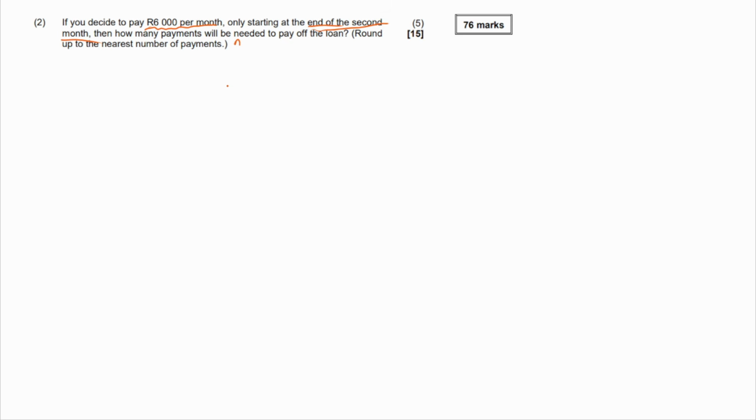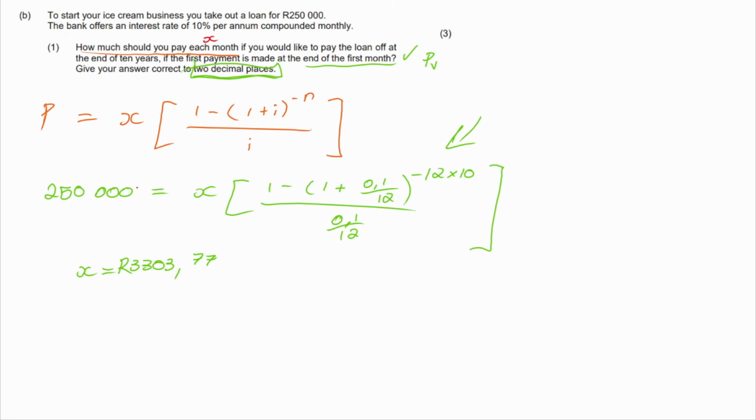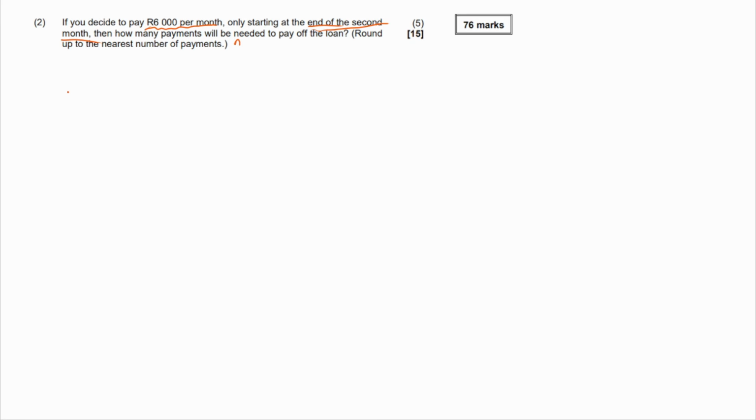So also what happens here is if we're only starting at the end of the second month, that loan amount grows for a month before we start paying it off. So before, how we had 250 on this side, what's going to happen now is we're going to have to grow that by 1 month. That 250 is going to be grown by 1 month. So let me show you what I mean.